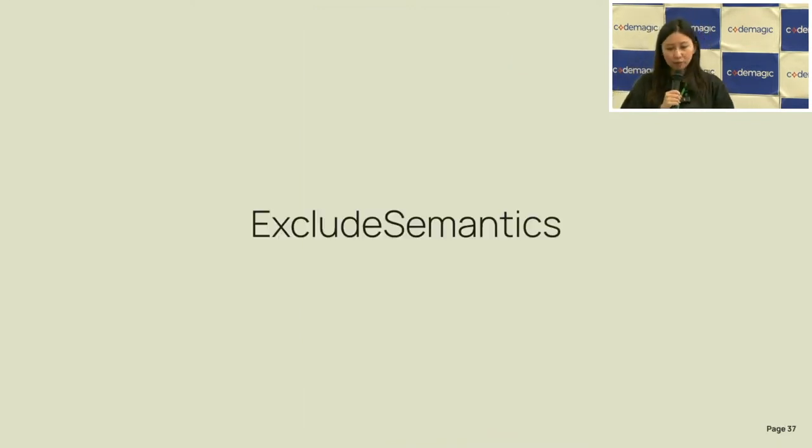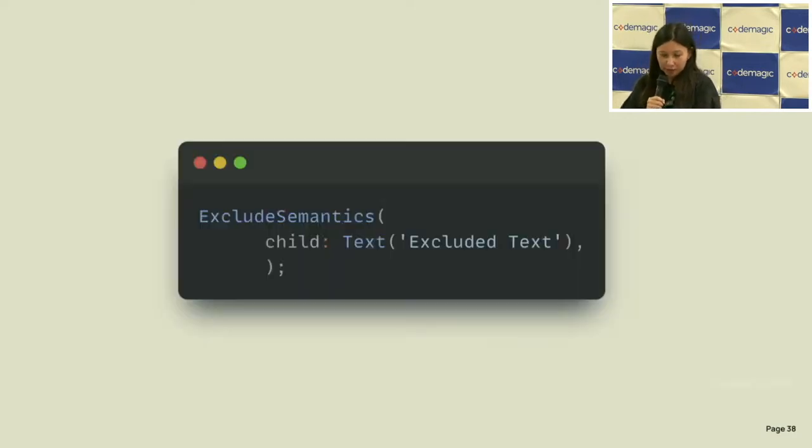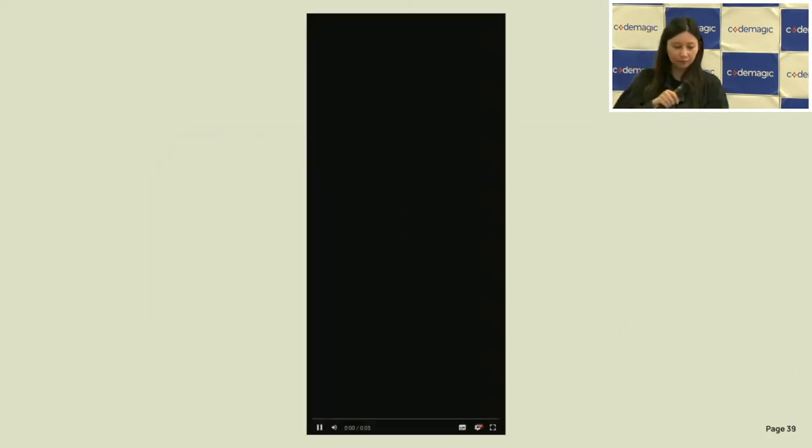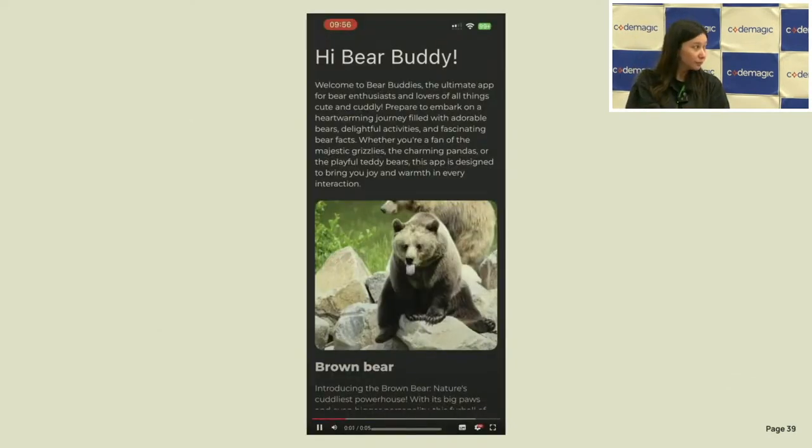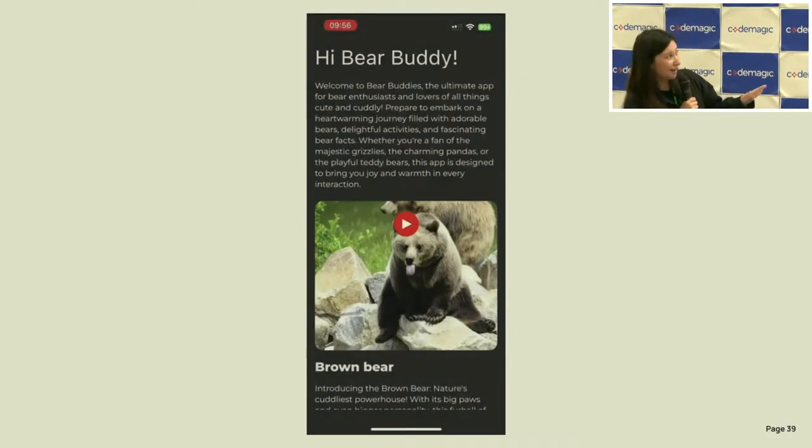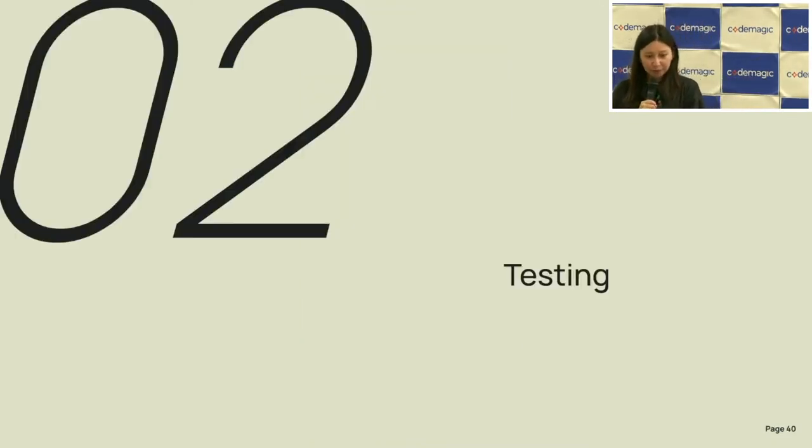Then we have ExcludeSemantics, a great widget to exclude something that you don't want to be read. So here another example. So you wrap the thing that you don't want to be read out by the screen reader. Hi bear buddy. Brown bear. So you would never skip such a big text, but this is just to showcase the widget.